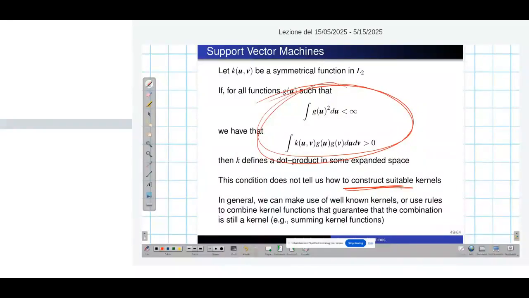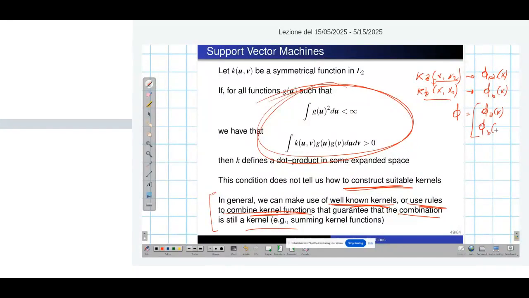So how to find useful functions? Typically, the way we identify useful kernels is to use either well-known kernels or rules to combine kernels that guarantee that the combination is valid. For example, if I have a kernel function between two vectors and another kernel function between two vectors, the sum of these two is still a kernel function. This corresponds to a feature expansion, let's call them phi A and phi B. Phi A of X corresponds to one kernel expansion, phi B of X to the other. The sum of these two corresponds to an expansion that is phi A of X stacked with phi B of X. We know that these are kernels, so they correspond to an expansion, and we know that we can stack the expansions. If we stack the expansions and compute the corresponding kernel, we can see that it can be represented as a sum of the original kernels.